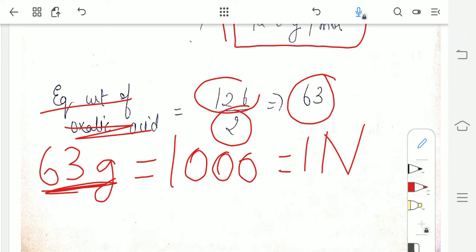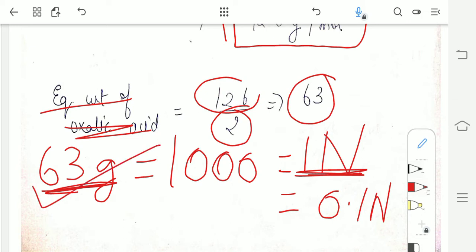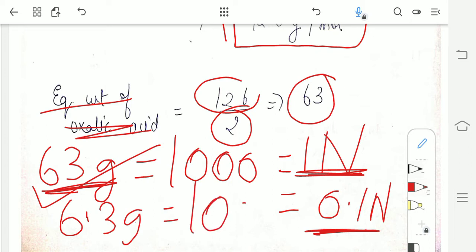So here what we are doing, we are preparing a solution of oxalic acid whose strength will be 0.1 normal. It is very simple: if for one normal solution we need oxalic acid 63 grams, then for 0.1 normal solution the amount of oxalic acid which we will need will be 6.3 grams. So when we dissolve 6.3 grams of oxalic acid in 1000 ml of distilled water, the solution which we will get will have strength 0.1 normal.